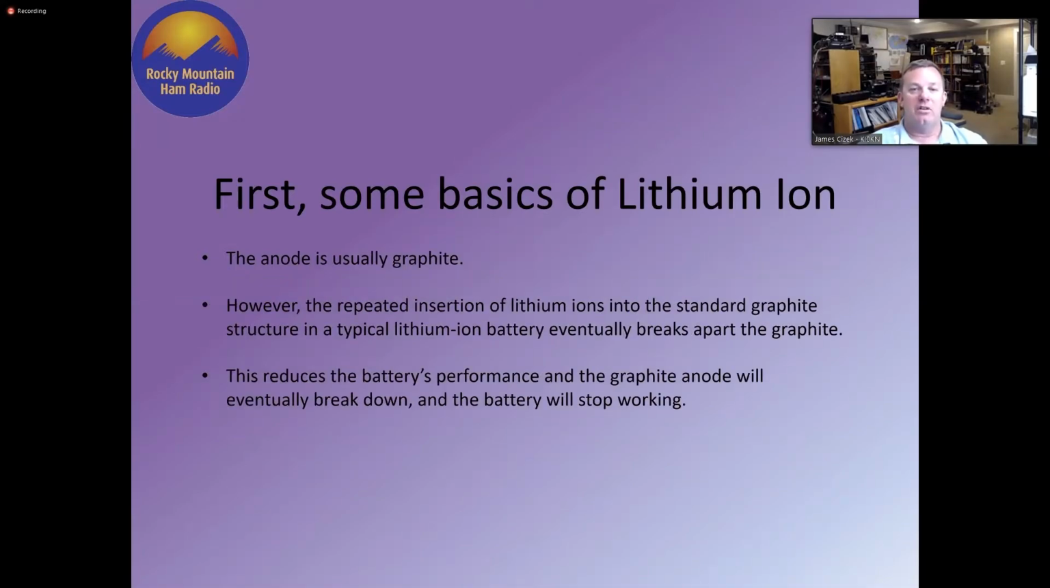I mentioned the anode is usually graphite. Now, this is the one thing about lithium ions. The repeated insertion of lithium ions into the standard graphite structure eventually breaks apart the graphite. So one of the terminals inside the battery eventually breaks down, and that's ultimately one of the typical failures for a lithium battery.